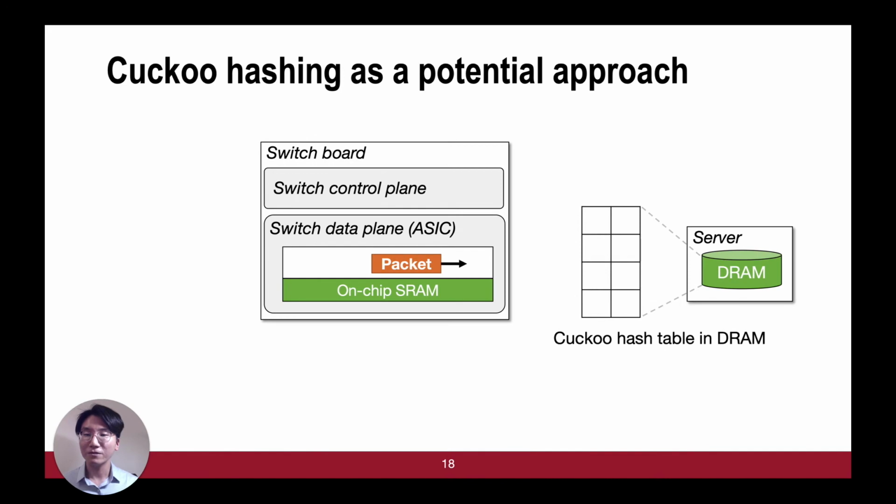The most common solution used for constant time table lookup within switch hardware is cuckoo hashing. So we started from cuckoo hashing as a potential solution, and here let's see how it would work in our context.